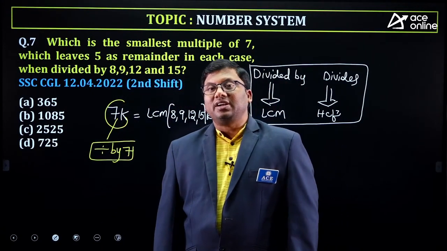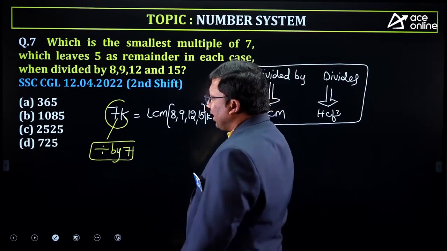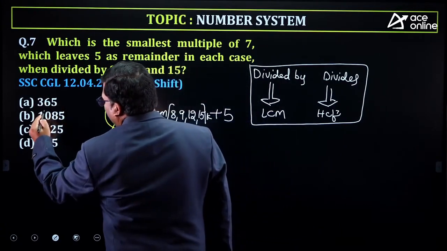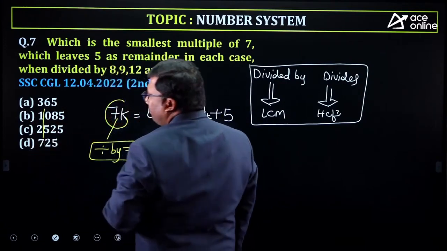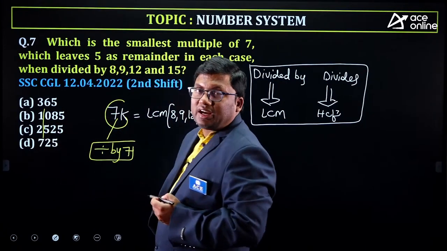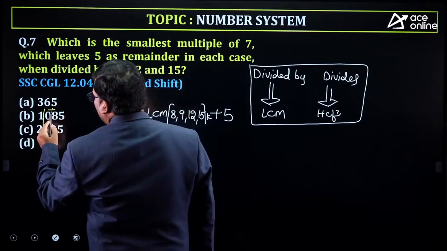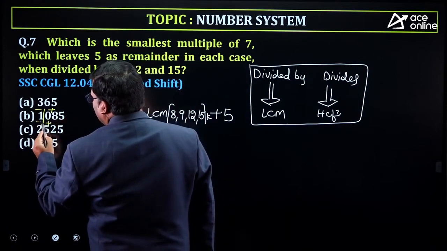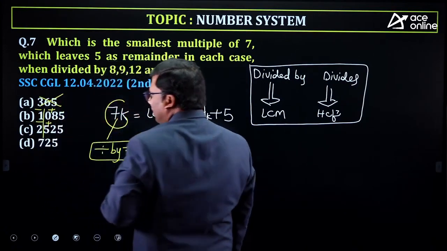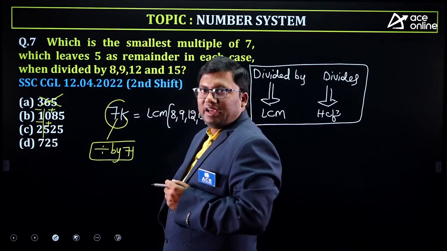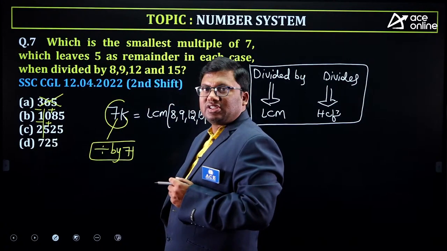What is the divisibility rule of 7? Start from the right hand side. Take a group of 3 digits, alternately plus minus. 365 is not divisible by 7.